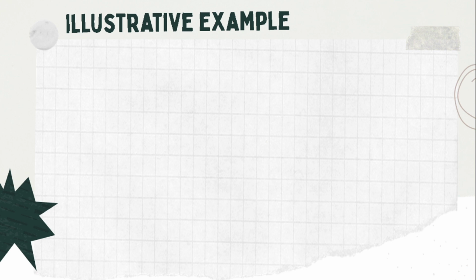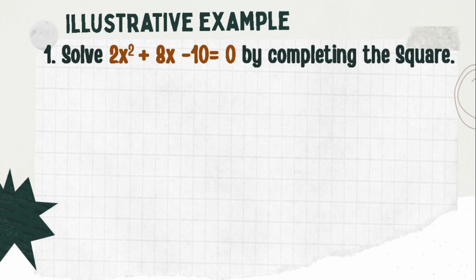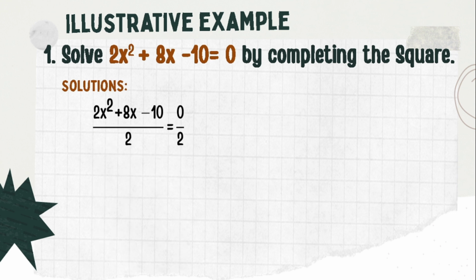Okay, let's apply these in some illustrative examples. Number 1. Solve 2x squared plus 8x minus 10 is equal to 0 by completing the square. So here is the solution. First, divide both sides of the equation by 2 to get its simplest form. Therefore, we have x squared plus 4x minus 5 is equal to 0.